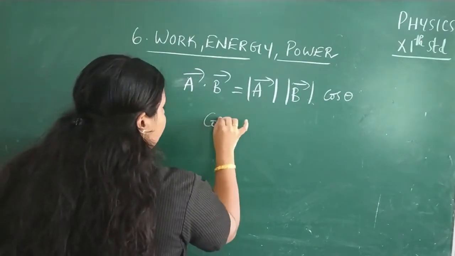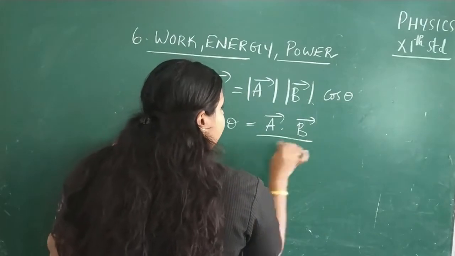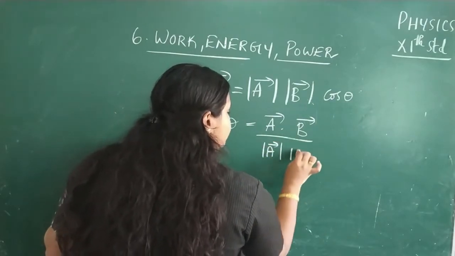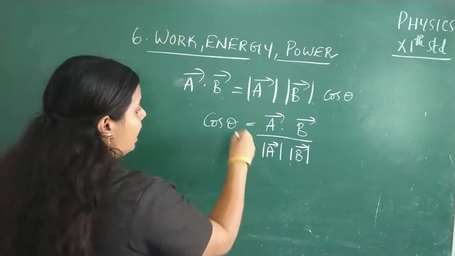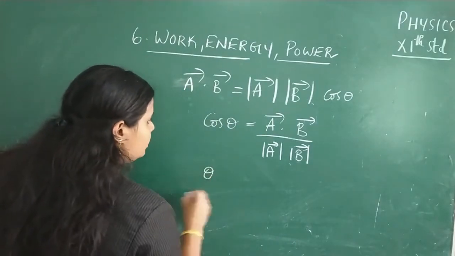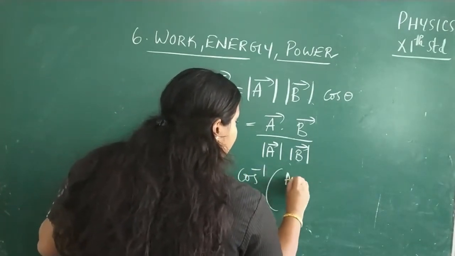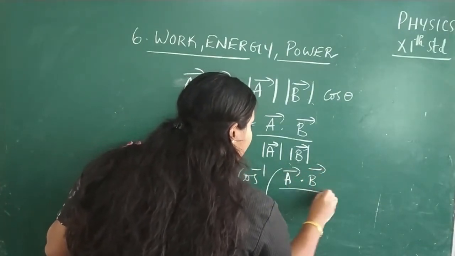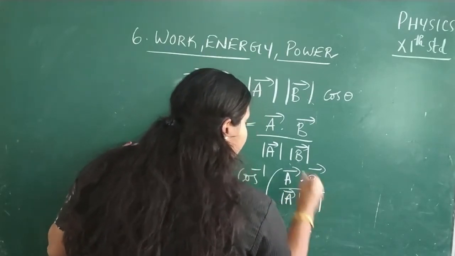From this, what about cos theta? Cos theta is equal to A dot B divided by modulus of A into modulus of B. Okay, now if we want to find the angle theta, then what about theta? This theta is equal to cos inverse of A dot B divided by A into B.